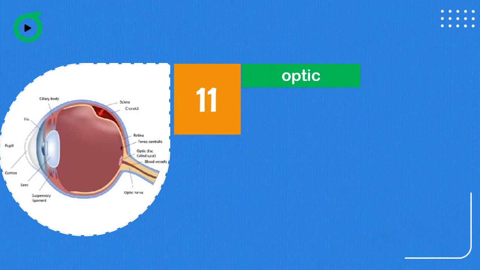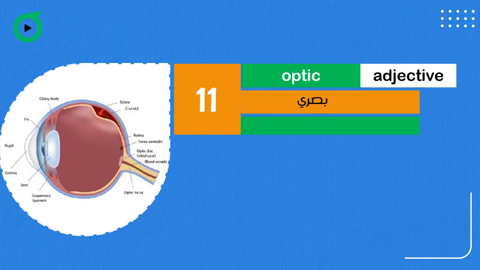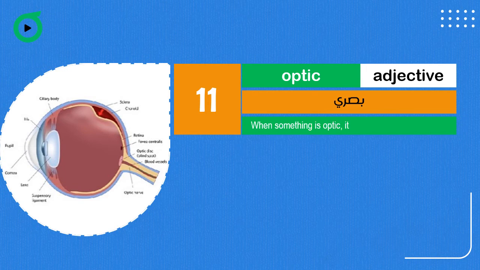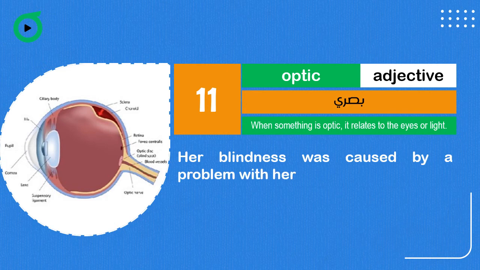Optic. When something is optic, it relates to the eyes or light. Her blindness was caused by a problem with her optic nerve.